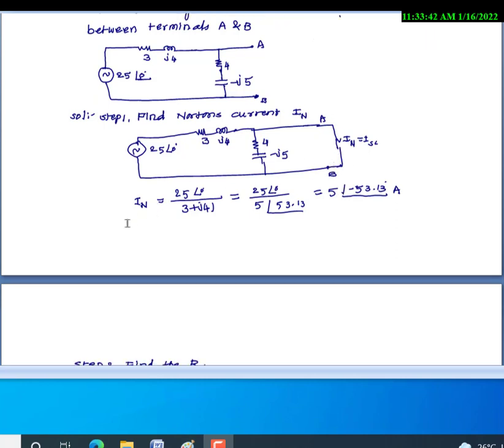So then we can calculate IN is equal to 25 divided by the total impedance, that is 3 plus J4, because this and this are in parallel. 0 in parallel with anything is 0, so that is why here we don't put anything in the denominator. We get 3 plus J4 plus 0, so 0 does not have any significance. So we calculate like this: 25 divided by 5 at an angle of 53.13 degrees. Once we simplify this, we get 5 amperes at an angle of minus 53.13 degrees.